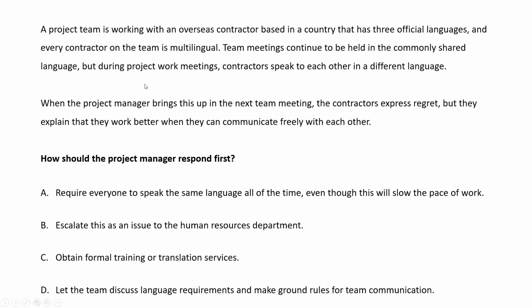A project team is working with an overseas contractor based in a country that has three official languages. When I read this point, I feel it is something related to ground rules, something they will ask. I don't know what is in the question yet. So your brain should start working when you are reading the questions. Don't jump up and read the question directly and answer. No. Keep generating the points in your brain that, okay, something like this.